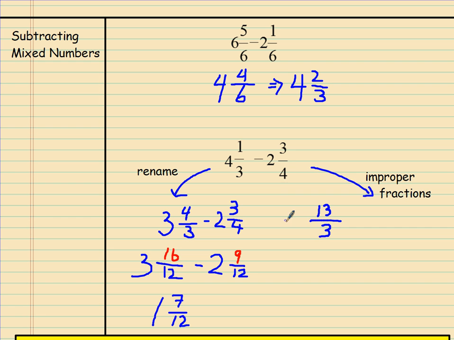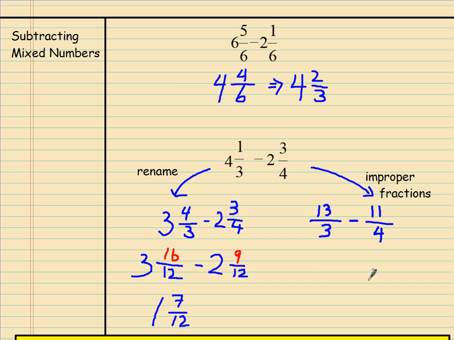13 over 3. Over here, 4 times 2 is 8. 8 plus 3 is 11. We keep the denominator. That is 4. Keep the subtraction sign. We have the problem written as improper fractions. Now we have to use the same rules. If we're subtracting fractions, we have to make sure that the denominators are the same. We have to find the least common denominator.